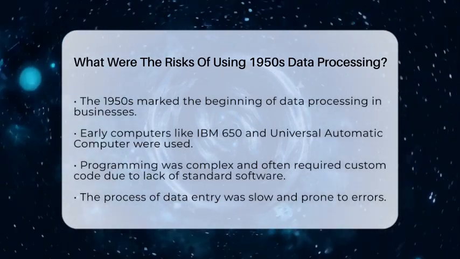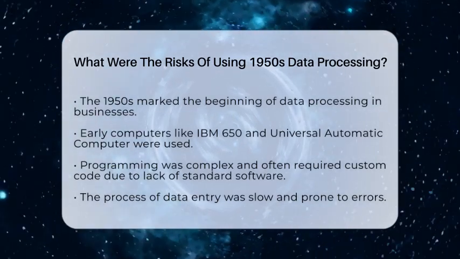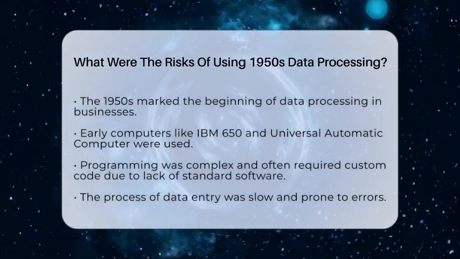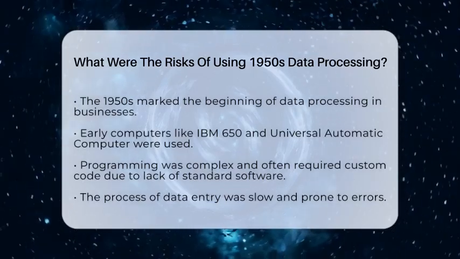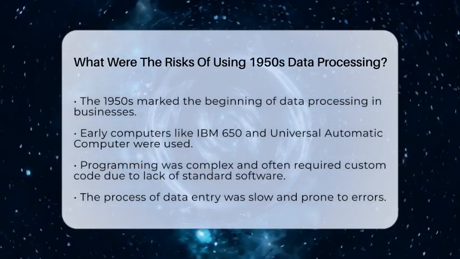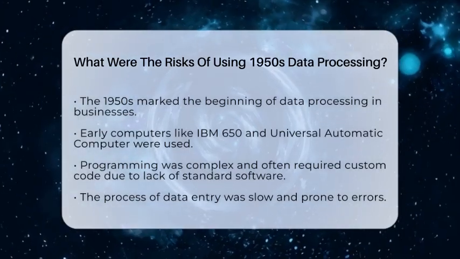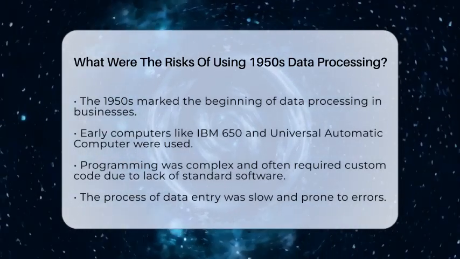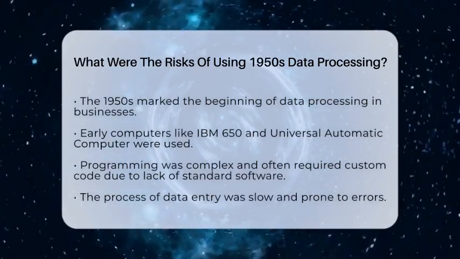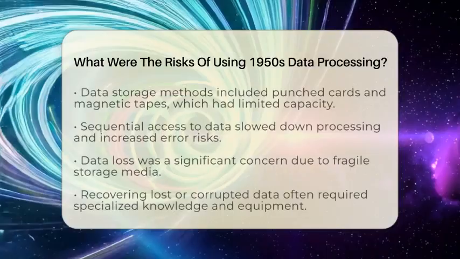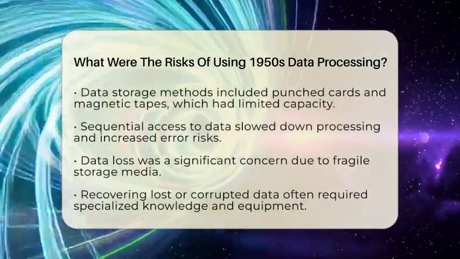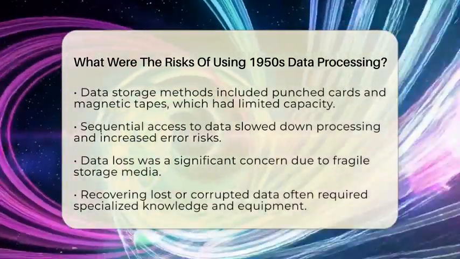In the 1950s, data processing was still a new field. Companies relied on early computers like the International Business Machines 650 and Universal Automatic Computer Machines. While these machines were impressive, they were also complex and inflexible. Programming was not straightforward. Each company often had to create custom code since standard software packages were rare. This made the process slow and increased the chances of errors, especially when dealing with unique data entry situations.